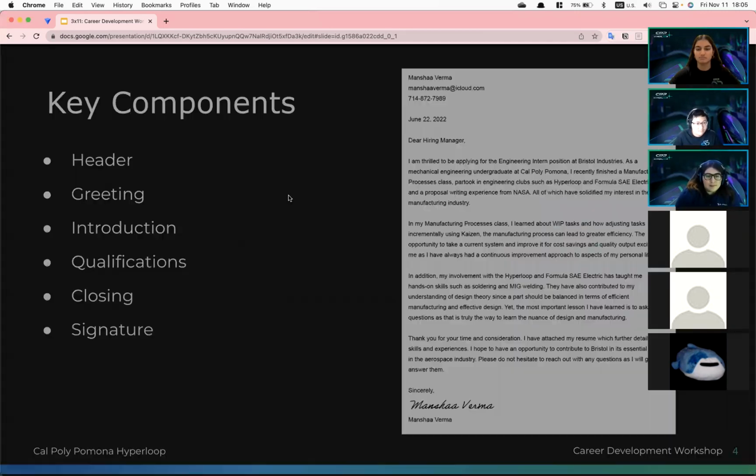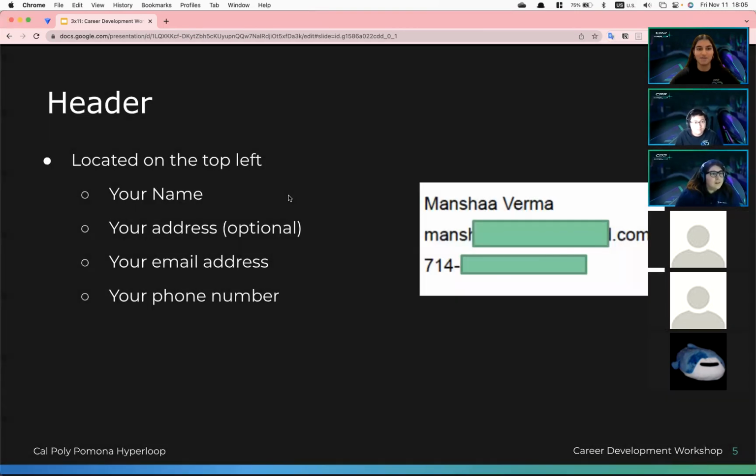So the header is located at the top left of the cover letter, and it usually includes your name, your email address, and your phone number as a minimum. Your address is optional. It can be a full address, including street, zip code and state, or it could just be the city and the state. I prefer not to put my address.